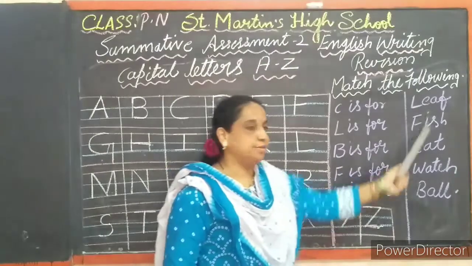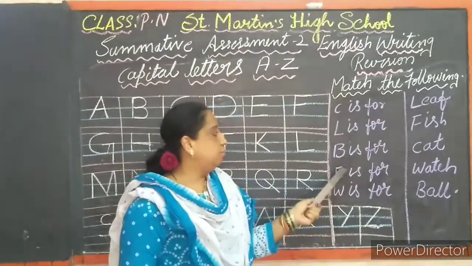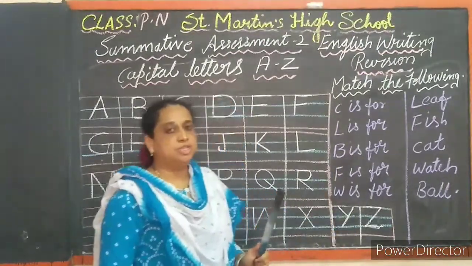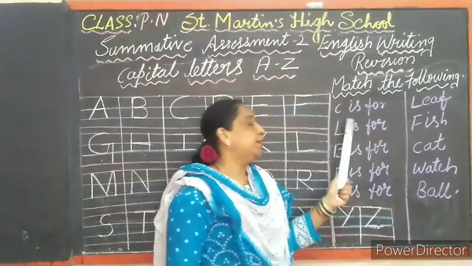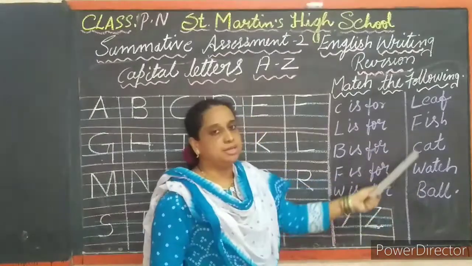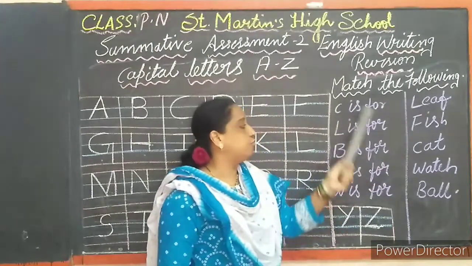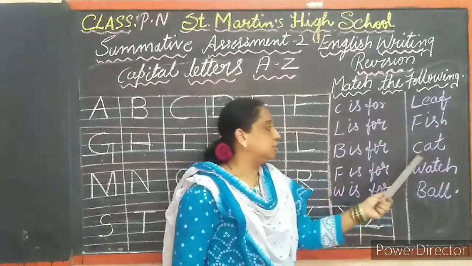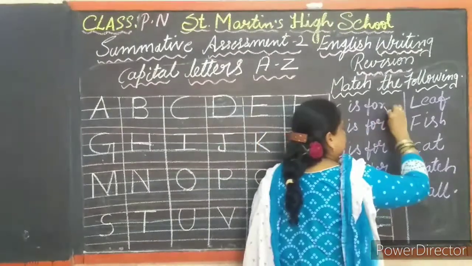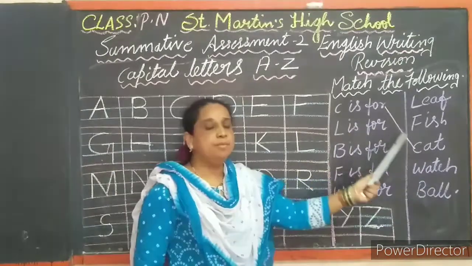I have written the two columns here. On one side, I have written C is for, L is for, B is for, F is for, W is for. Understood, children? Now you should identify and match. First, C I have written. So C sound. C for cat, C-A-T, cat, I have written here. So C is for cat. You should match this and this by drawing the line. Understood, children? See here, by drawing the line, I have matched like this.